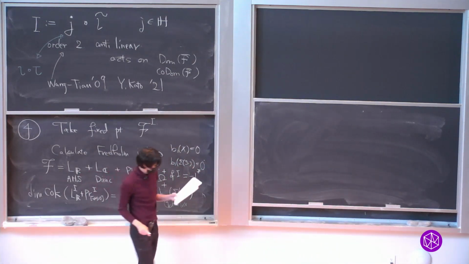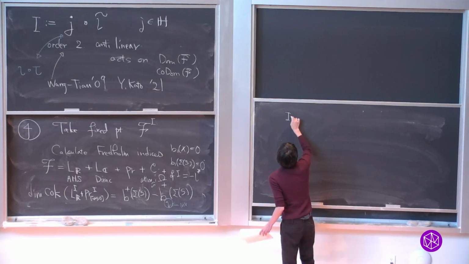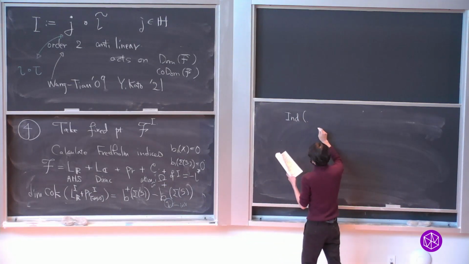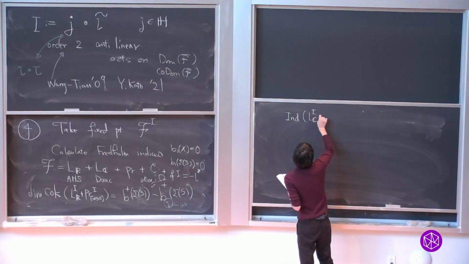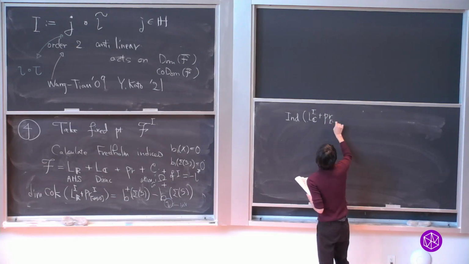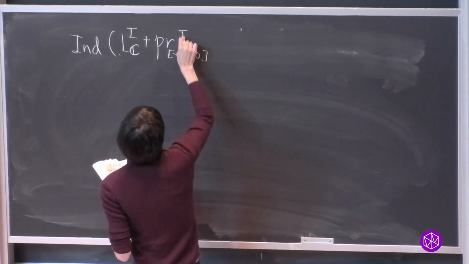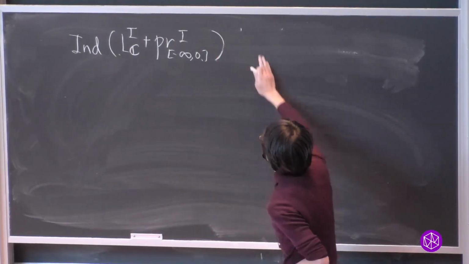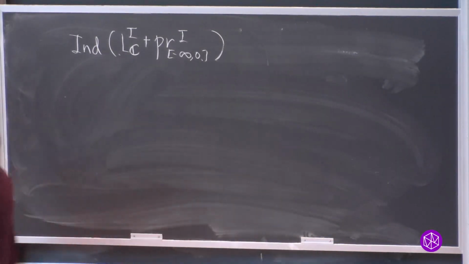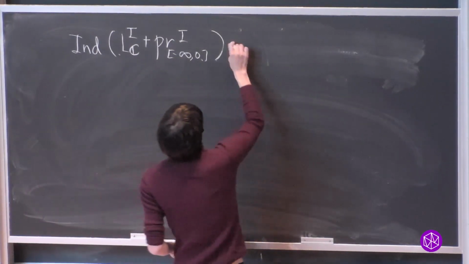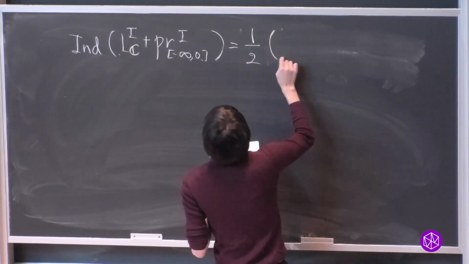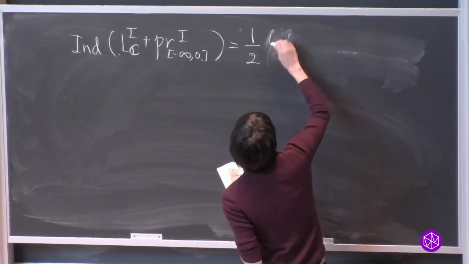And if you think about the complex part, this is kind of automatic because we are considering the anti-linear involution, and also the Dirac operator commutes with the involution. So that easily implies this is half of the usual index. Sorry.